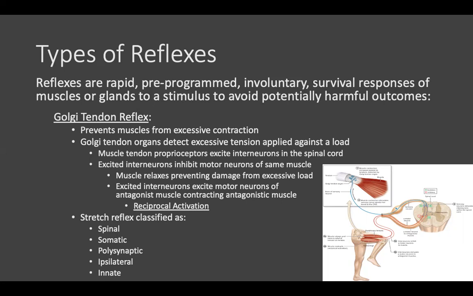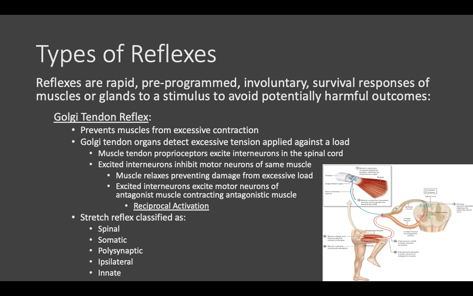And the entire premise to this is that the relaxation of the muscle will prevent any excessive damage that would otherwise cause your tendon to rip off of the bone. Again, remember the avulsions that we talked about in the bone chapter, or cause you to have a tear within the muscle fibers, or cause your muscle to tear off from the tendon itself. Very, very important for that.